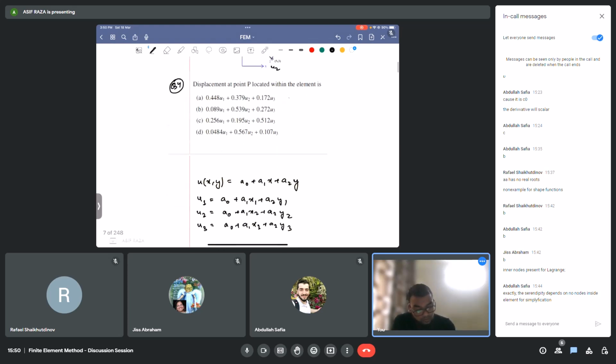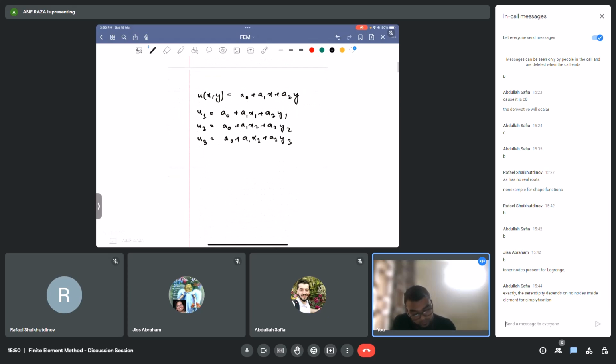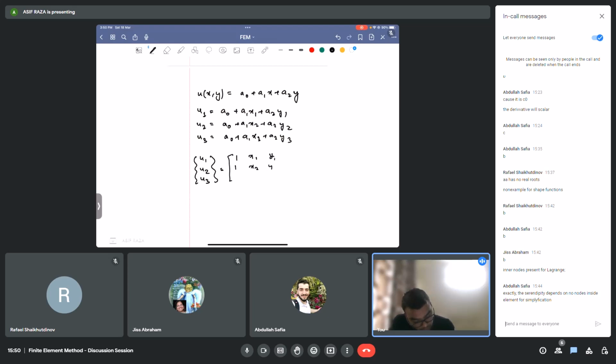Okay, let it be like this as of now. We can write it like this: u1, u2, u3 is equal to the matrix [1 x1 y1; 1 x2 y2; 1 x3 y3] times a0, a1, a2. We can write it like this.